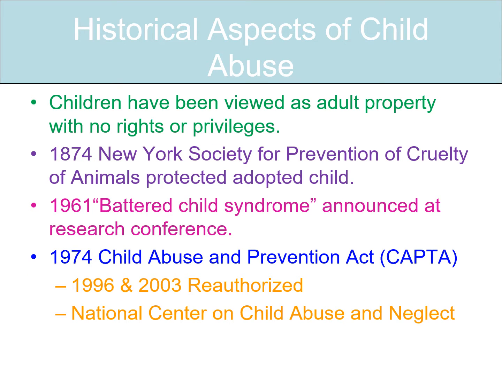So children have been viewed as adult property with no rights or privileges historically. In 1874, New York Society for Prevention of Cruelty to Animals protected an adopted child using their animal cruelty laws. In 1961, battered child syndrome was announced at a research conference to bring attention to child abuse issues. And then finally, in 1974, in the United States, the CAPTA Act was passed, the Child Abuse Prevention and Treatment Act. It was reauthorized in 1996 and 2003. And we have a National Center on Child Abuse and Neglect.